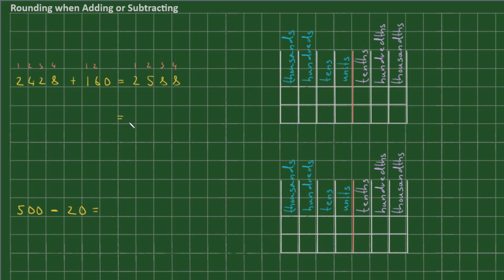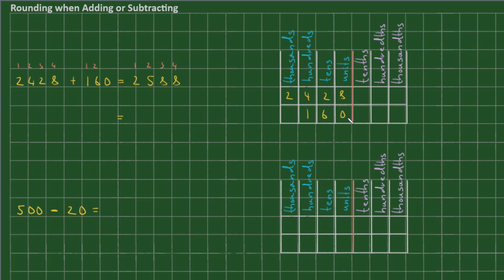The rule for rounding when adding or subtracting states that I should round to the least accurate position. What does that mean? Recall that each digit in a value has a particular position. So I'm going to rewrite my values in the table on the right. So I have 2428 and then I have 160.